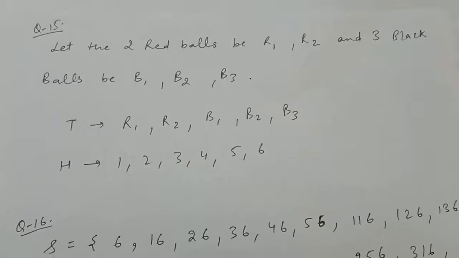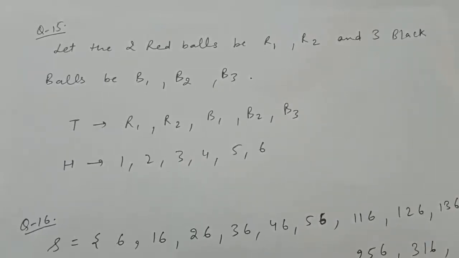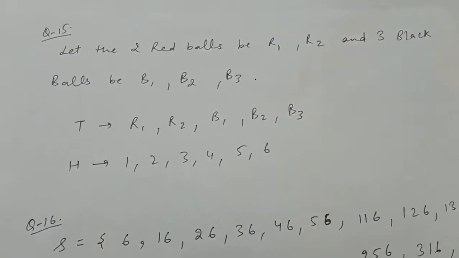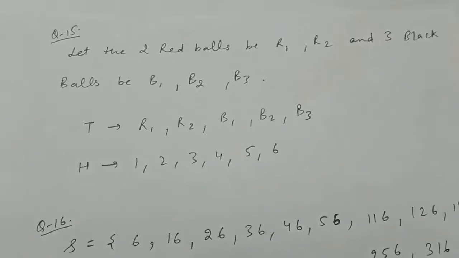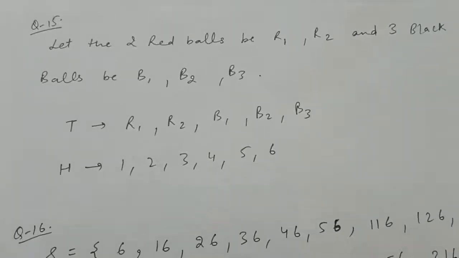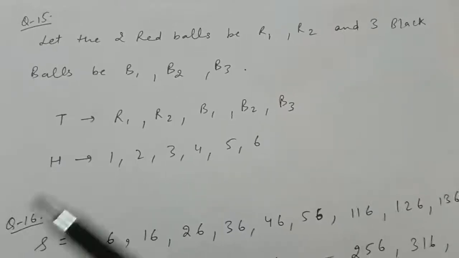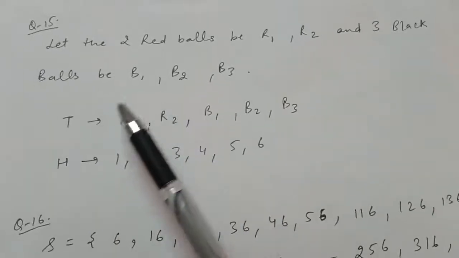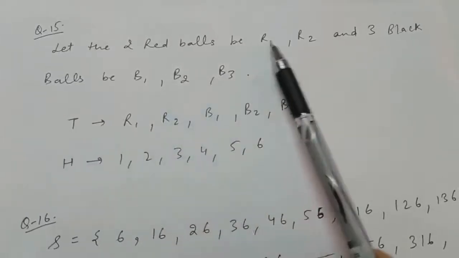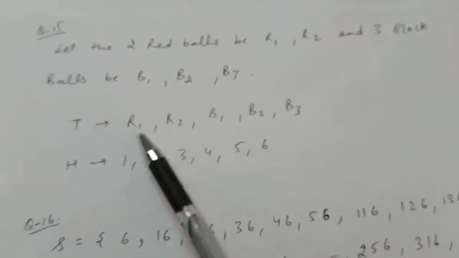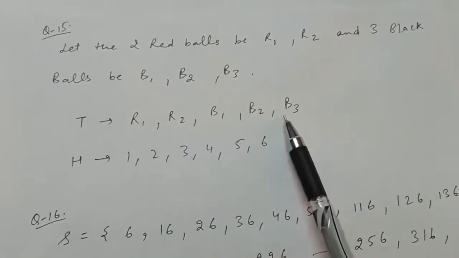Question number 15: a coin is tossed. If it shows a tail, we draw a ball from a box which contains 2 red and 3 black balls. If it shows head, we throw a die. Find the sample space. So first of all, let the 2 red balls be R1, R2 and the 3 black balls be B1, B2, B3, right? Now they have said if tail appears, then you have to select any of these 5 balls. So the outcomes can be R1, R2 or one of these 3 black balls, right?